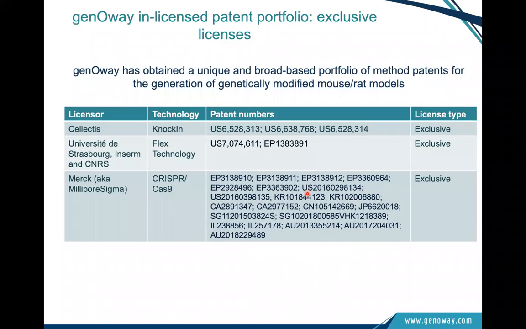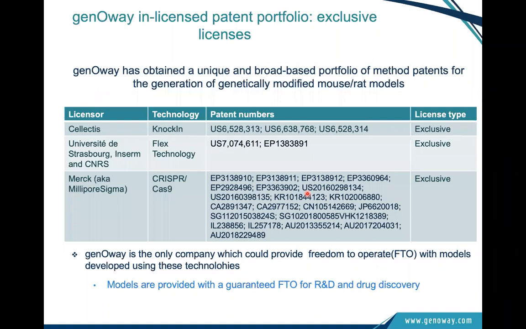And just as a matter of fact, genOway today owns exclusive rights for key technologies, which are the knock-in technologies and the CRISPR-Cas9 technology from Merck Sigma Millipore. And as such, we are today the only company that has a right to make mouse and rat models using these technologies, and that has a right to give you freedom to operate when you're using those models. And you know that there are many companies which are making models, so that tells you how sensitive they are about the IP and the fact to provide you with the proper FTO.